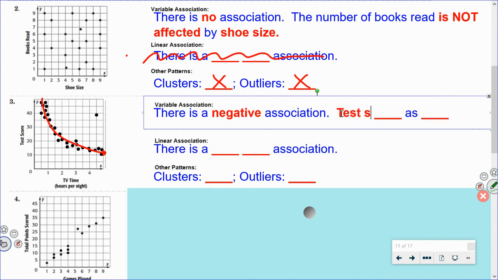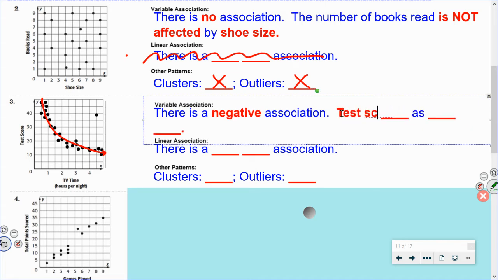What are we measuring? Test scores. What is it comparing to? TV time. What's happening to test scores? Test scores are going down. Test scores decrease as TV time increases. Put that in your own words, folks. Test scores go down as people watch more TV. There you hear the words down for negative and more for positive.